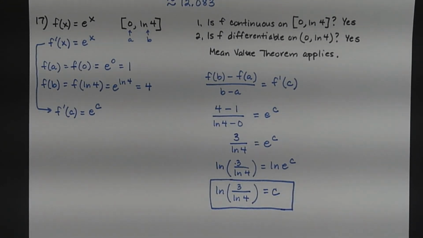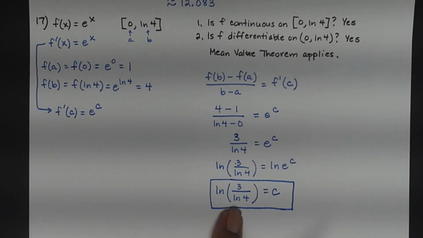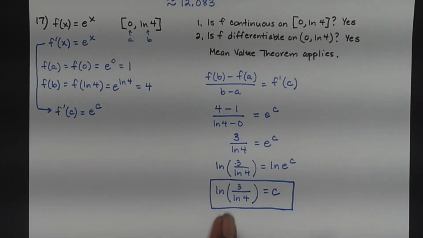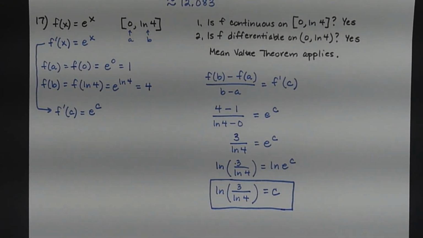So that is, whatever this numerical value is, that's going to be the point that is guaranteed to exist by the mean value theorem.